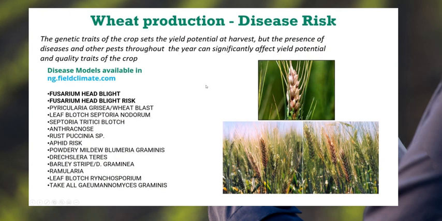So in terms of the wheat production system within FieldClimate, we have a whole number of different models, I think about 14 different models. Today we're only focusing on two very similar ones, Fusarium head blight and Fusarium head blight risk. We all know it's the genetic trait set that sets the yield of a particular harvest, but it's the impact of these diseases and pests through the year that really affects the yield as well as the quality of the crop. Especially with Fusarium, we'll see the impact on grade from it.